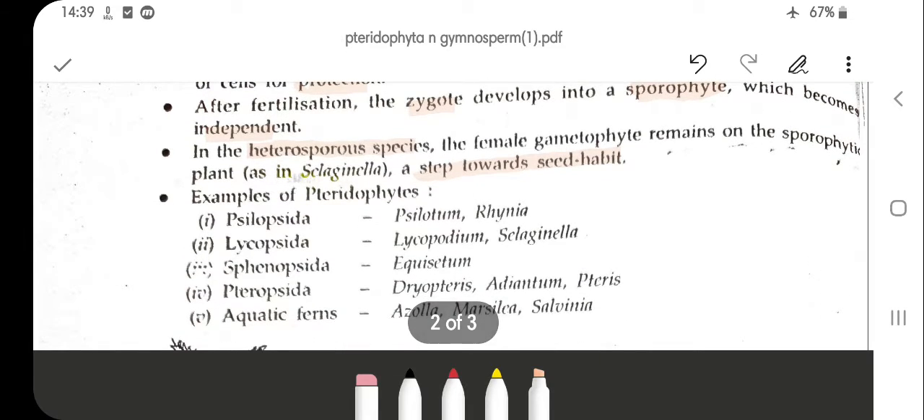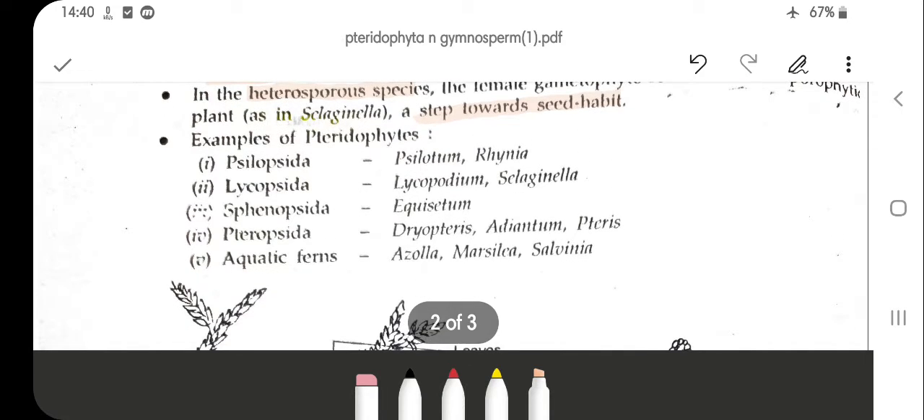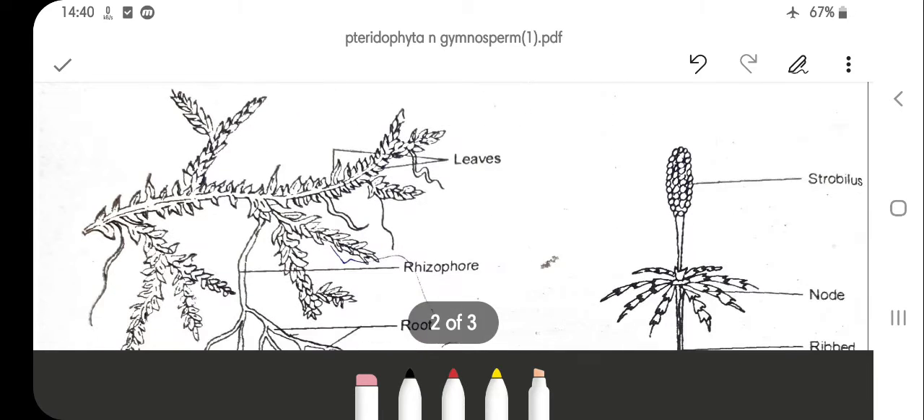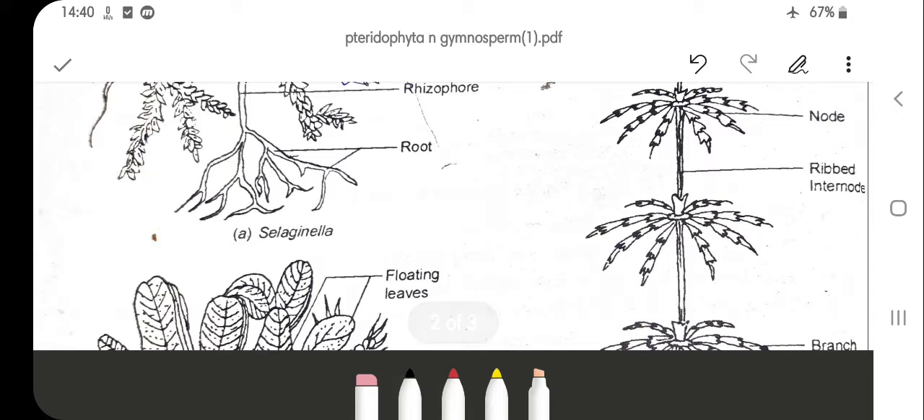The pteridophytes have a few classes and examples: Psilopsida, for example Psilotum; then Lycopsida, with very common examples Lycopodium and Selaginella; then Sphenopsida, that is Equisetum; and Pteropsida, that is the scientific name of the ferns. We also have aquatic ferns, and the example is Azolla.